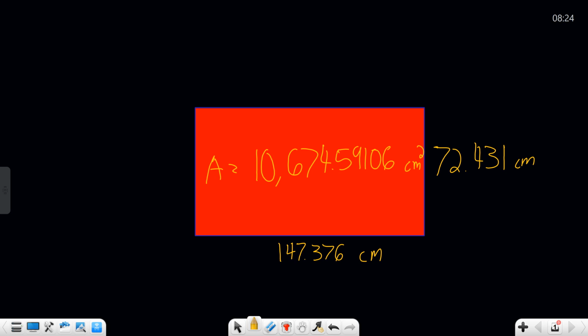Undo is the arrow in the middle, down at the bottom. Yep, there you go.